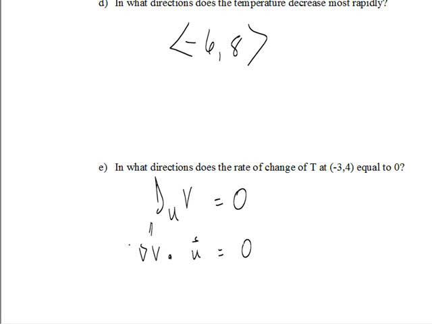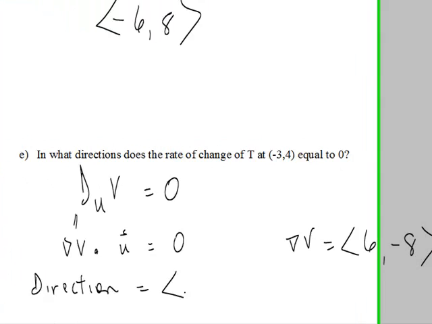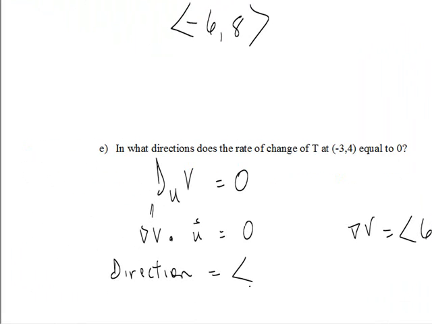A vector such that when you take the dot product with the gradient, you get 0. There are a number of vectors. Give me an example. What did we get for the gradient again? 6, negative 8. Give me a vector, anybody, such that when you dot it with this vector, you get 0. Don't give me 0, 0. That's nothing. We're not going anywhere.